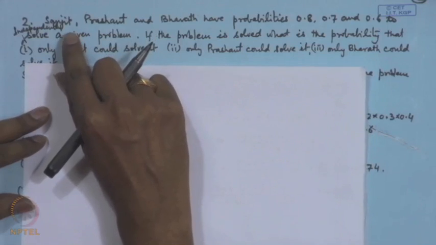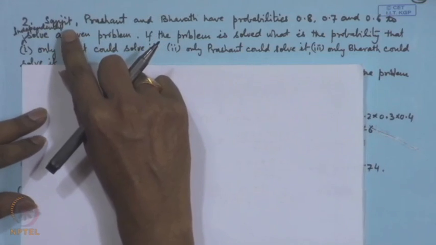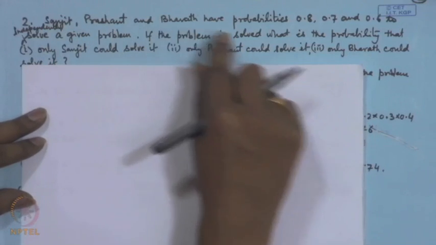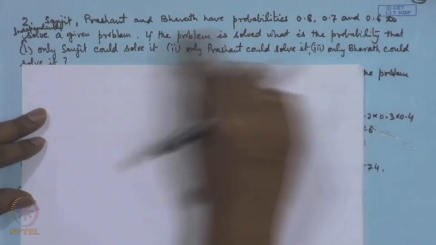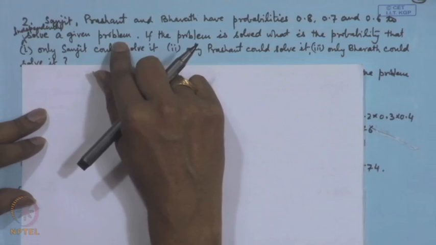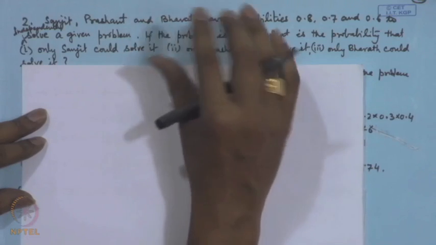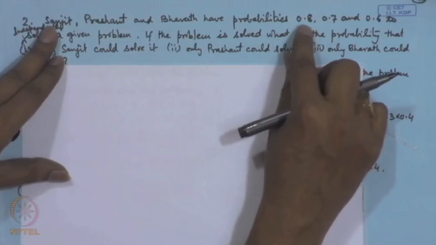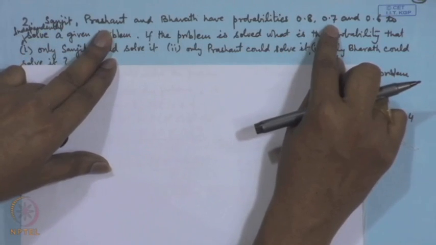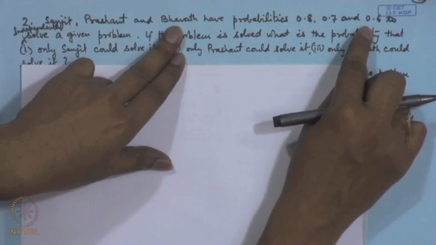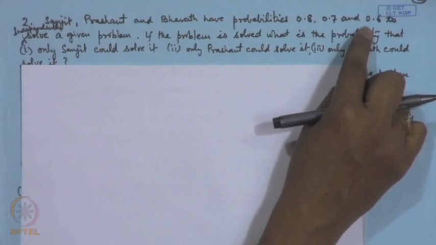So, there are 3 students, let us call them Sanjeet, Prashant and Bharat. They have probabilities 0.8, 0.7 and 0.6 to independently solve a given problem. That means, they are attempting the problem independently, and therefore, whether one is able to solve it or not has no effect on the other. So, probability that Sanjeet will be able to solve the problem is 0.8, Prashant will be able to solve the problem is 0.7, the probability that Bharat will be able to solve it is 0.6.